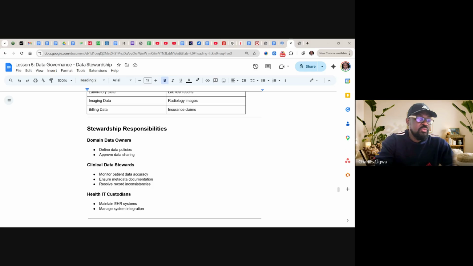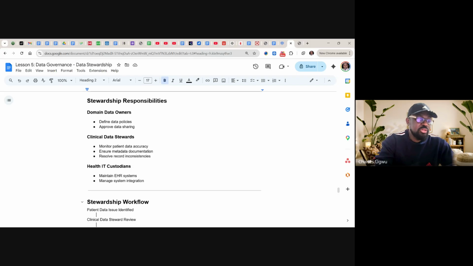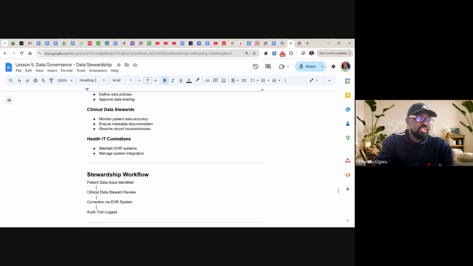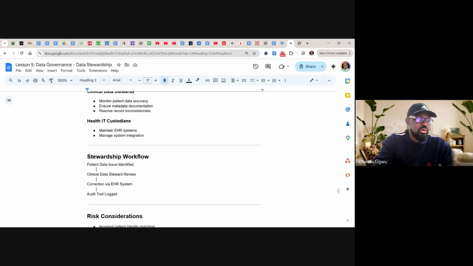And for the health IT custodian, maintains the EHR system, manages system integration, and if there is an issue, this is the stewardship workflow. For instance, a patient data issue is identified, then it has to be reported to the clinical data stewardship for review and correction via the EHR system, and then an audit trail log.